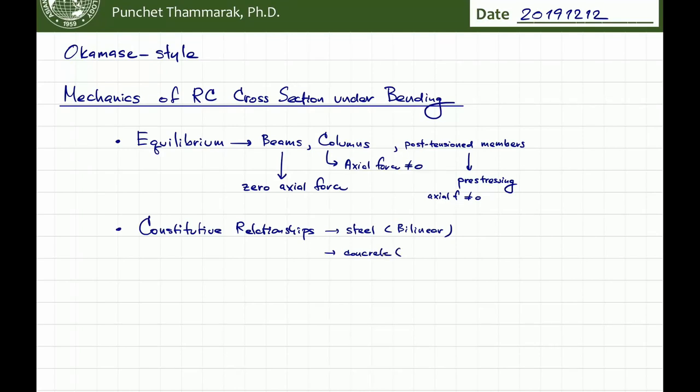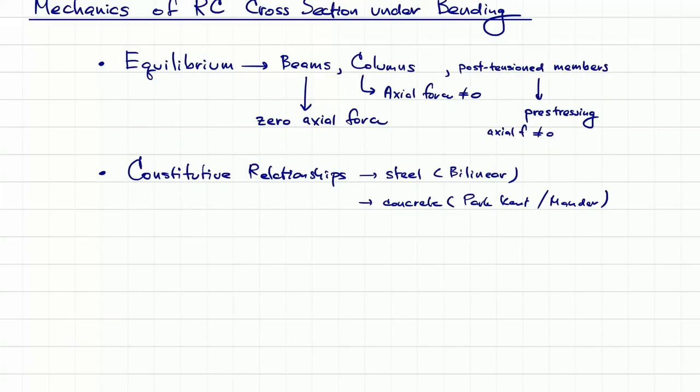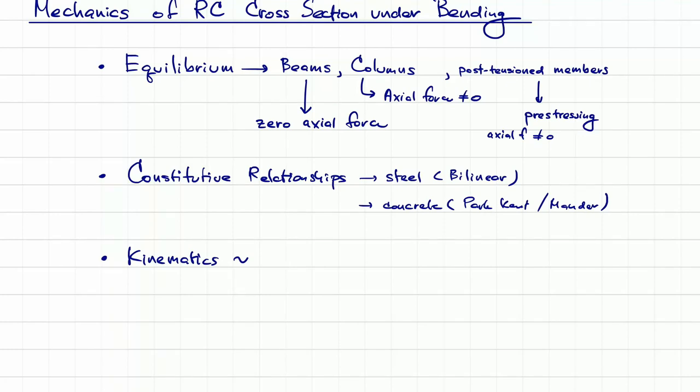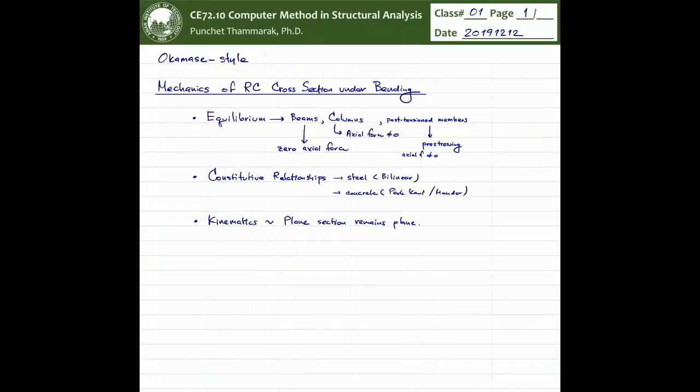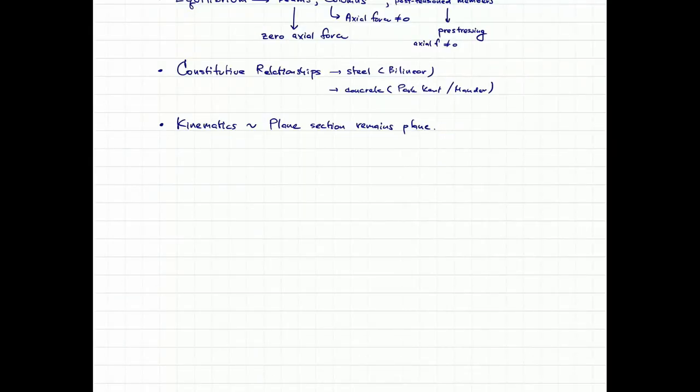Well, Popovics and Kent, or Mander. The last one, kinematics. In this case, we will use the plane section remains plane. So we have the linear distribution of your strain over the cross section. So let's see what's going to happen in your cross section.